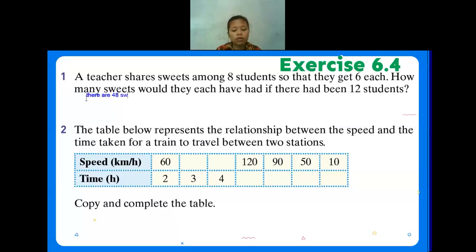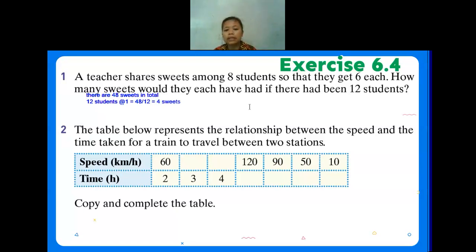Okay. Later, if we are going to find for 12 students, each person will get 48 divided by 12, which equals 4 sweets. This is if we are using the first method.